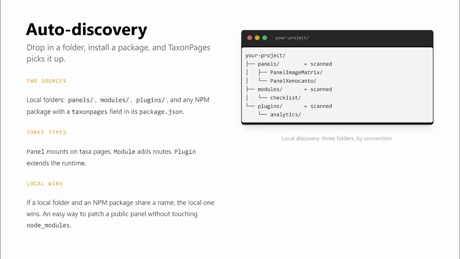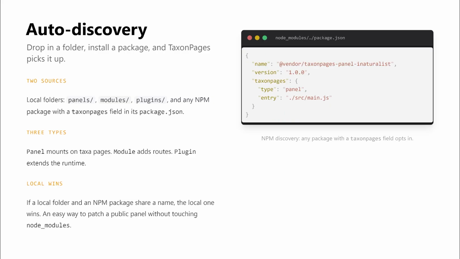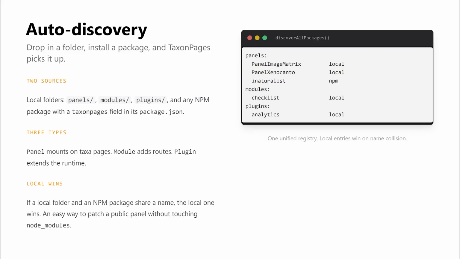Now, how does TaxonPages actually find these panels and modules? Basically, it has a discovery system that looks in two places. First, it checks your own project folder. If you drop a panel into the panels folder, TaxonPages will pick it up automatically. Modules and plugins work in the same way. The other place is any packages you have installed from npm. TaxonPages will automatically detect those that include a TaxonPages field in their package.json. And that is why adding things feels so simple. You drop a folder in your project or install a package from npm and it works. No setup and nothing to register.